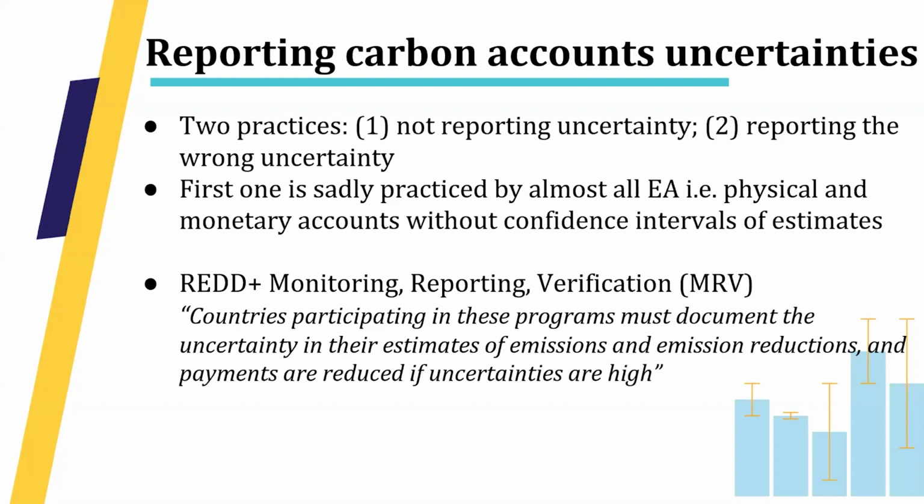So what they are doing is that the estimates of emissions, emission reductions, and payments are reduced if uncertainties are high, assuming that the uncertainty estimates are robust or correct. So they also penalize the partners if they're unsure about the carbon accounts. In other words, if the confidence intervals, for instance, are really wide.